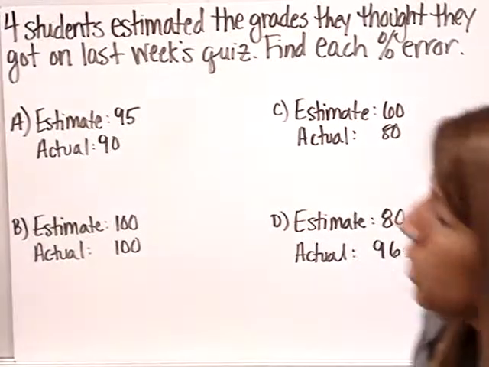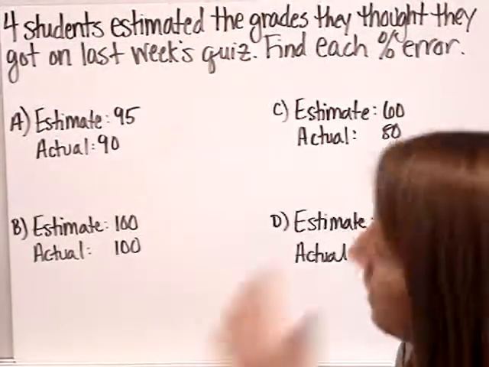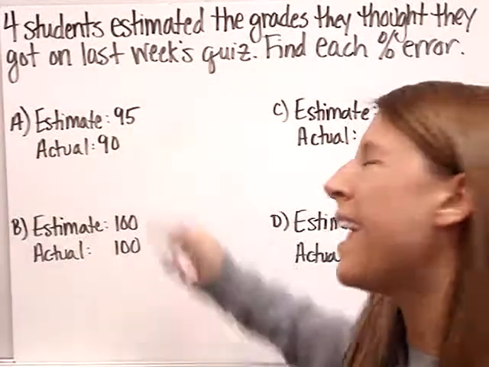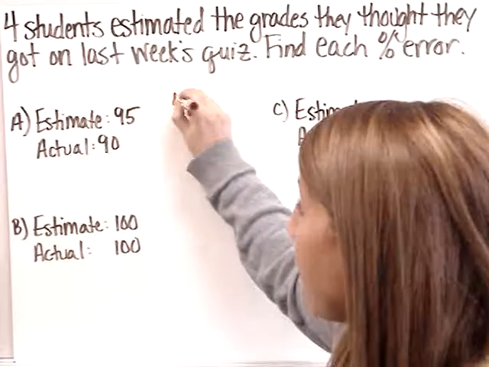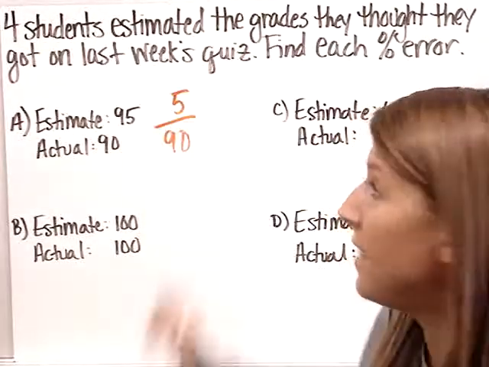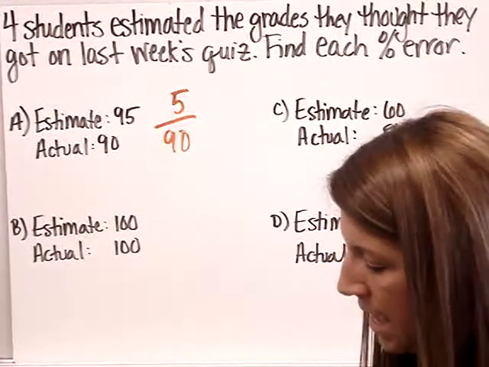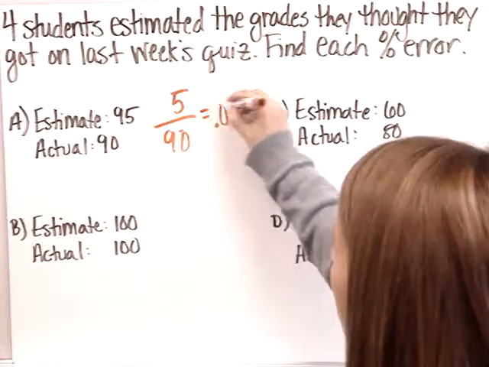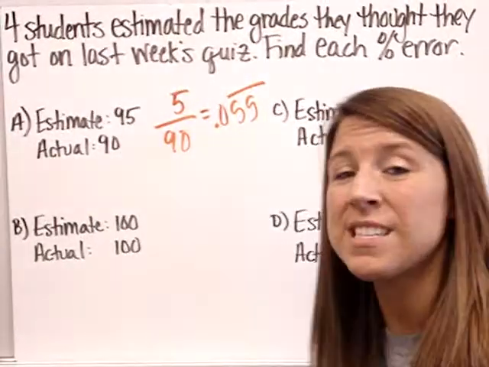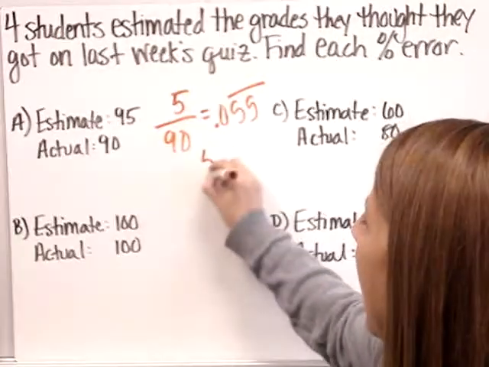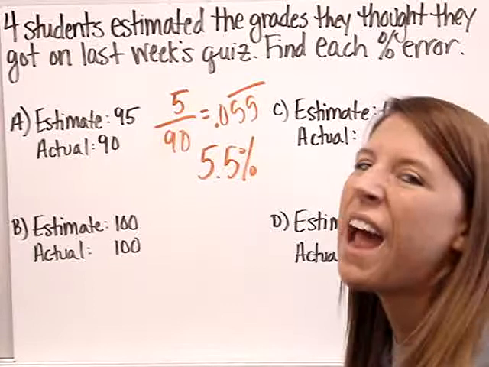And then lastly, we've got 4 students who estimated how they performed on a quiz. So we are going to find the percent of error for each student. Student A thought that they would earn a 95 on the quiz and actually earned a 90. Well, they were off by 5 and they actually earned a 90. So we would set this up, 5 out of 90, and do the division. And we would get 0.05 repeating. So this 0.05 repeating, multiply our decimal value by 100, and we get 5.5% error. So they were off by about 5.5%.